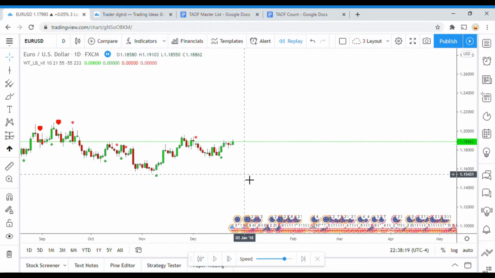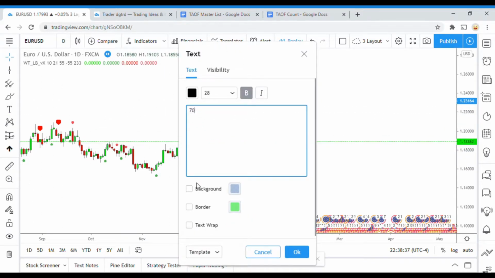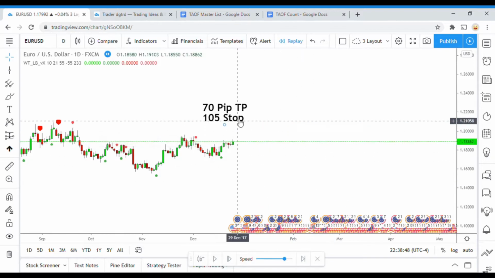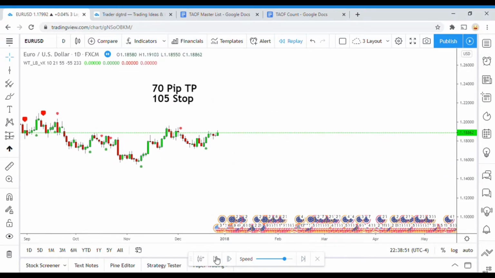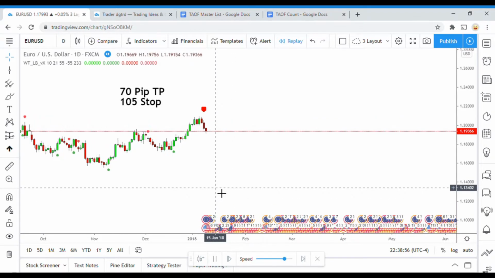When it gives us a green label, that is a signal to go long. When it gives us a red label, that is a signal to go short. And let's see here, you'll have to excuse me, I forgot to put up the take profit and stop. Throw those in real quick. There we go. Alright, take profit and stop, and let's get on with the testing here. See what we can get out of this thing.